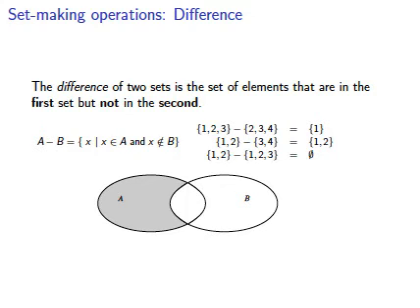If A is a subset of B, as 1, 2 is a subset of 1, 2, 3, then A minus B is the empty set. There is nothing that is in A that is not in B.